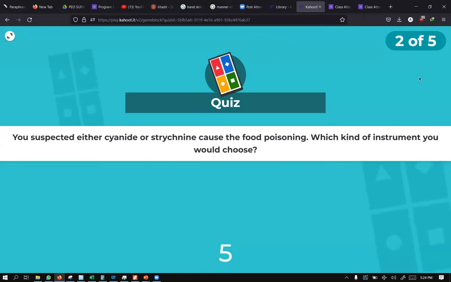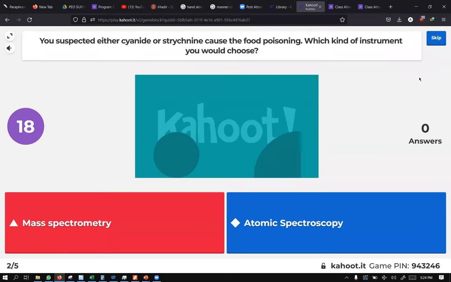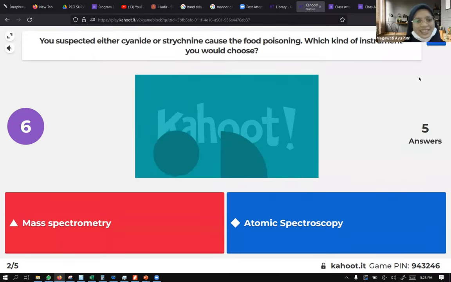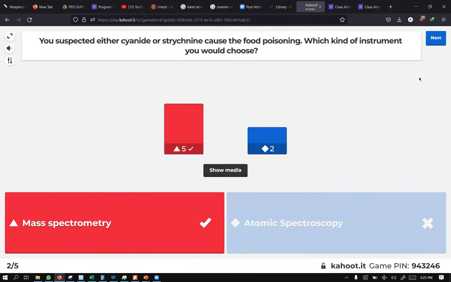The next question. You suspected either cyanide or strychnine caused the food poisoning. Which kind of instrument would you choose? You should choose mass spectrometry, because atomic spectroscopy is preferable for elemental analysis. Good job.